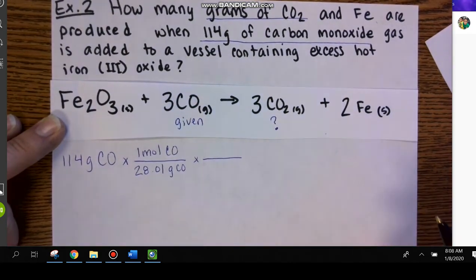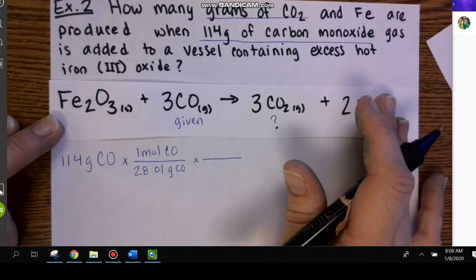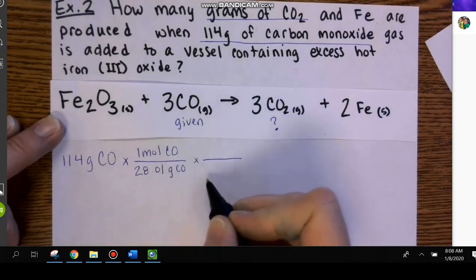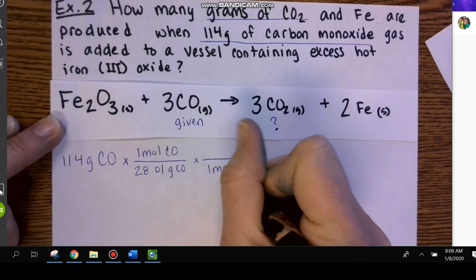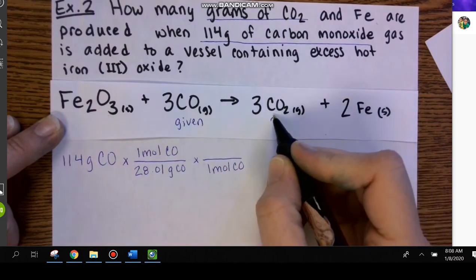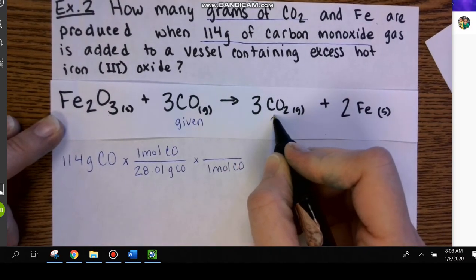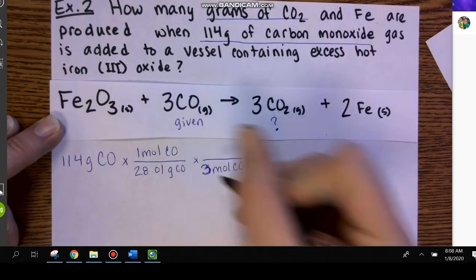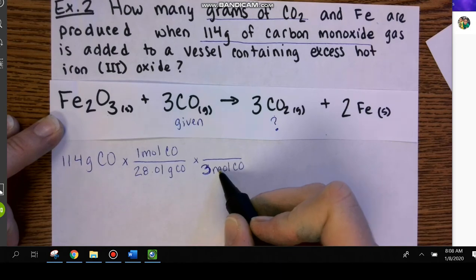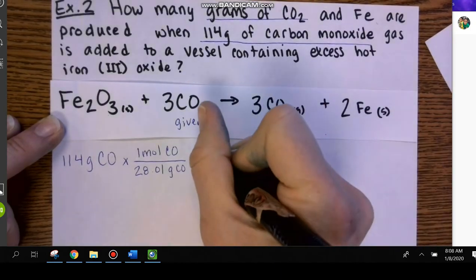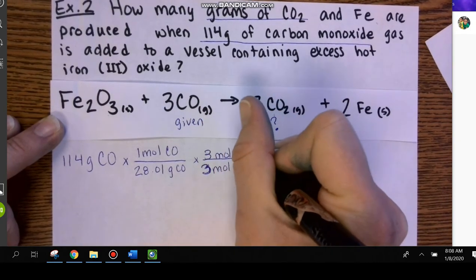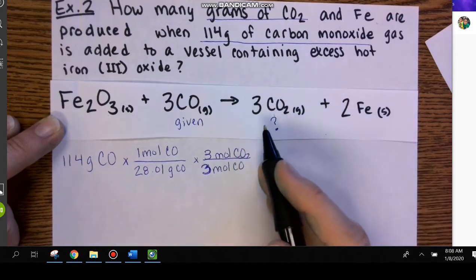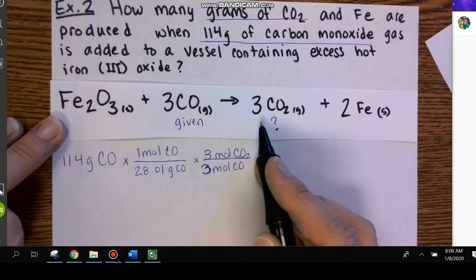Then we need to do our mole-to-mole conversion. For every 1 mole of carbon monoxide, there are 3 moles. I'm sorry, I made a mistake. There are 3 moles of carbon monoxide for every 3 moles of carbon dioxide. And we get that from our balanced chemical equation up here.